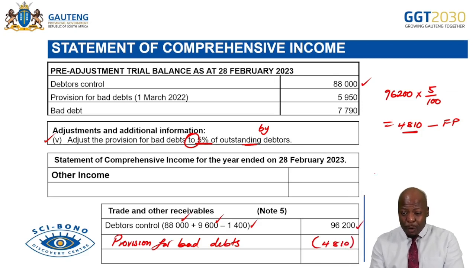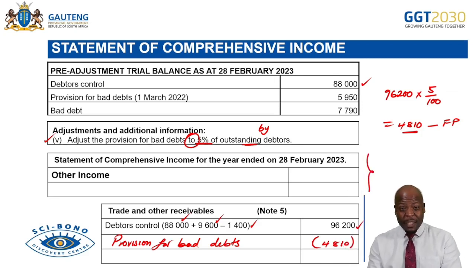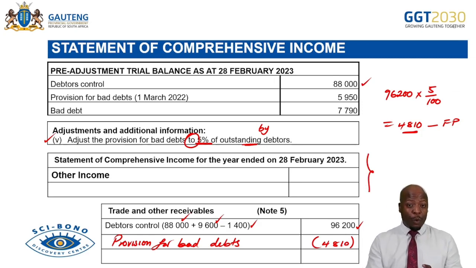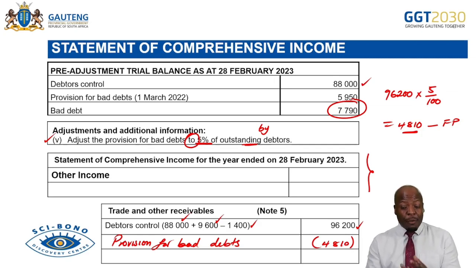But I know I have to record something in my statement of comprehensive income. I'm going to try to simplify this. What happened is, last year, we created a provision for bad debts, which was 7,780. We were anticipating that we were not going to get 7,780 from our debtors. But this year, the new provision is not that high anymore. It is now only 4,810. That simply means we don't expect such a huge amount.